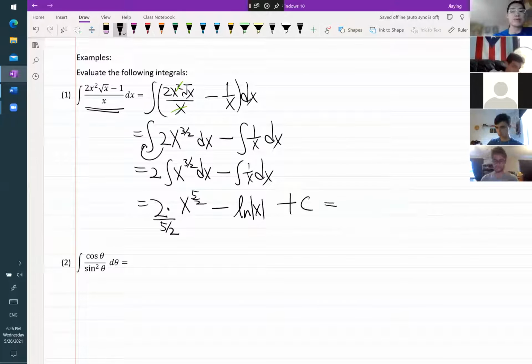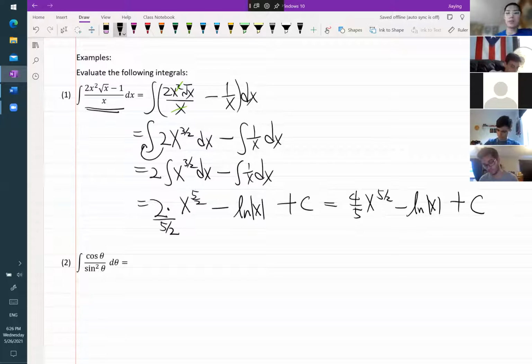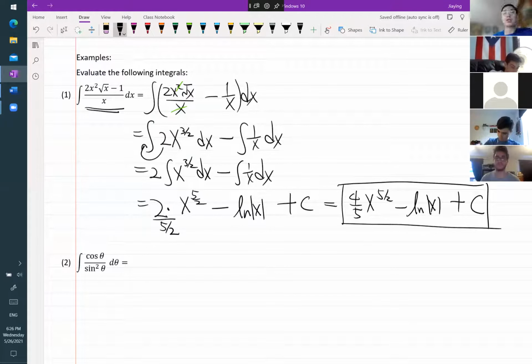So one more step just to simplify the 2 over 5 half. That's 2 over 5 times 2, which is 4 over 5. So we get 4 over 5 x to the 5 half minus natural log of x plus a constant c. This is the antiderivative. That's what we get when we evaluate the indefinite integral. This is a function, it's not a number.